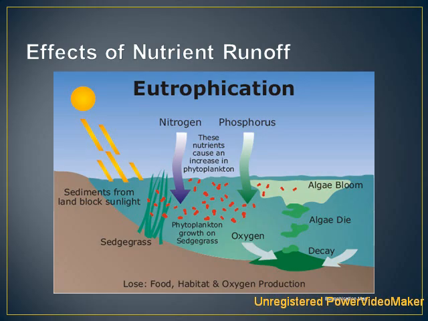Eutrophication occurs when excess nutrients, particularly nitrogen and phosphorus, enter the bay and cause large algae blooms. When the algae die, they decompose and suck nearly all of the oxygen out of the water. These areas of the bay are referred to as dead zones because organisms cannot survive in the oxygen-deficient water.